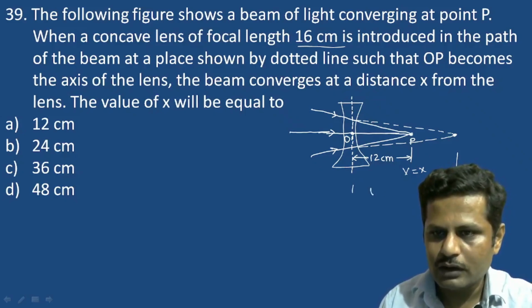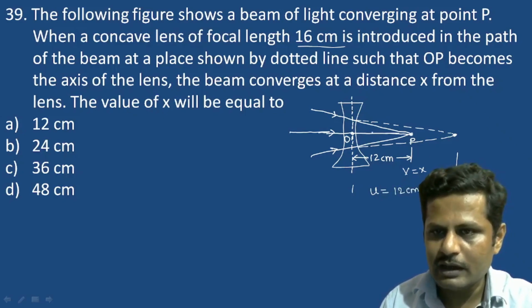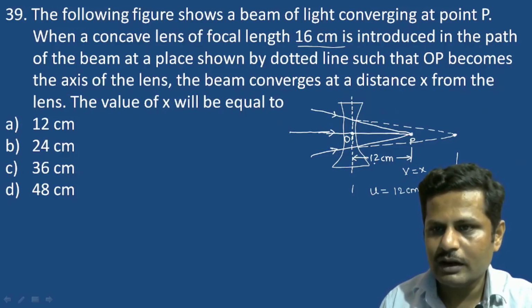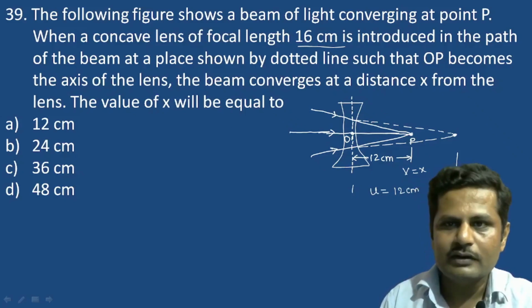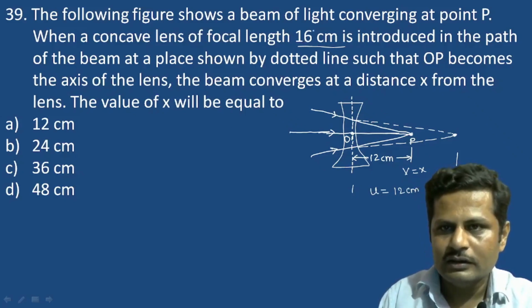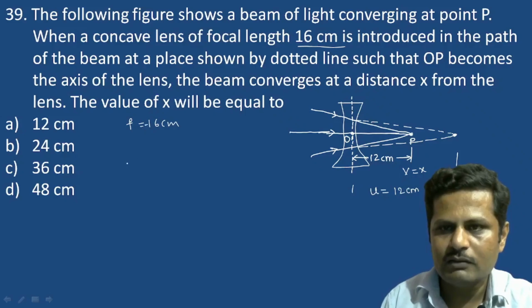So therefore object distance can be taken as positive 12 centimeter, because the direction of the measurement and the direction of the incident light rays are the same. So object distance is 12 centimeter, and here v equals x, and the focal length of the concave lens is 16 centimeter. That should be taken as negative because it is a concave lens.